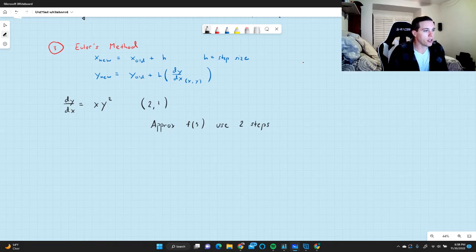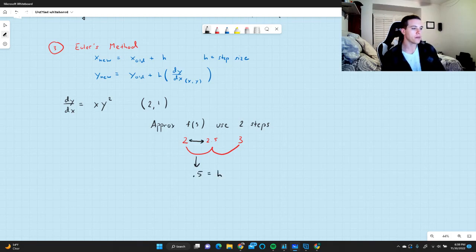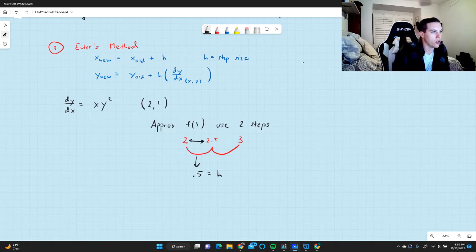So if I'm trying to get to f of 3 using 2 steps and I start at 2, the first thing is, well, how big is each step? Well, if I'm going from 2 to 3 and I want to get there in 2 equal steps, that means I have to go to 2.5 first, and then I have to go to 3. So your step size is this distance right here, between 2 and 2.5. In other words, what did you add to 2 to get to 2.5? 0.5. That's your h value. So our h value is going to be 1/2, or 0.5. So we'll use that when we plug into the formula.